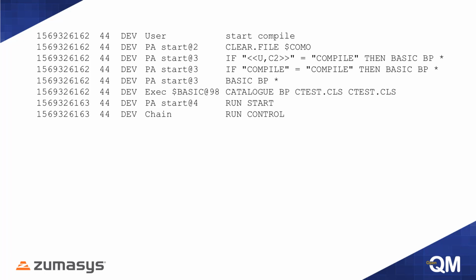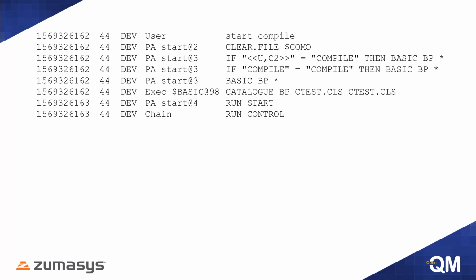The left-hand column in this screen capture is the time at which the event occurred, the timestamp, and it's an epoch value, the number of seconds since the reference point, 1st of January 1970. The second and third columns, which in this example are consistently 44 and dev throughout, are the QM user number and the QM user name of the user who ran this command. The fourth column is where this command came from.